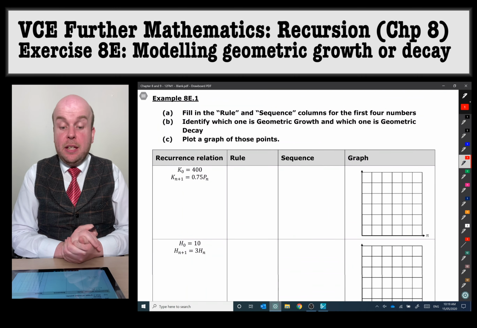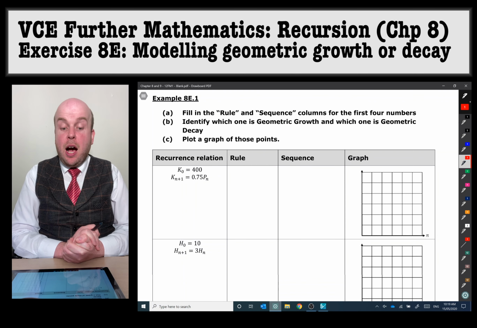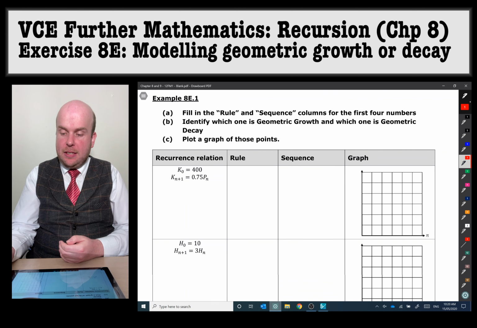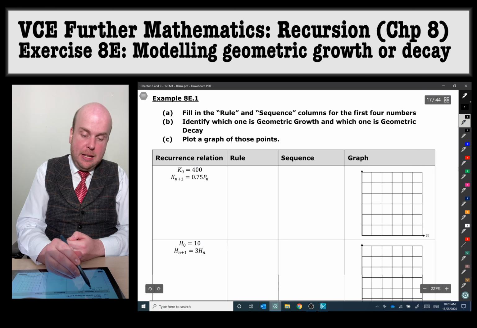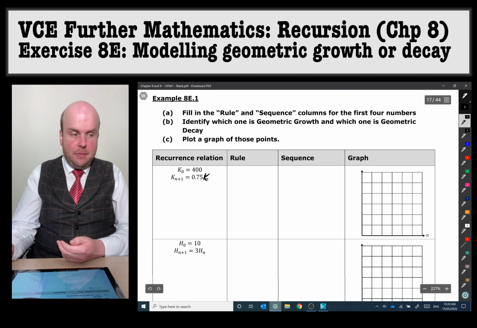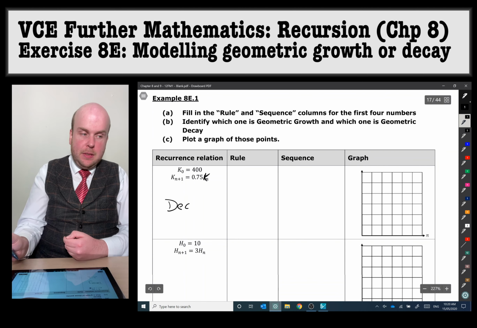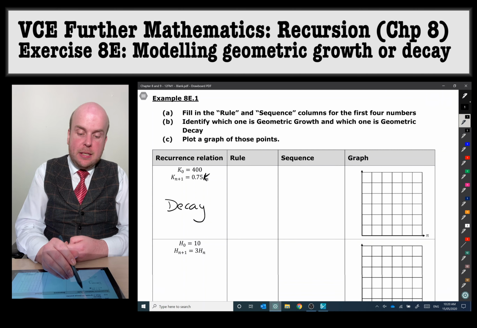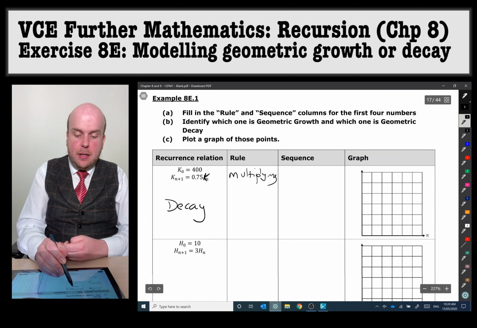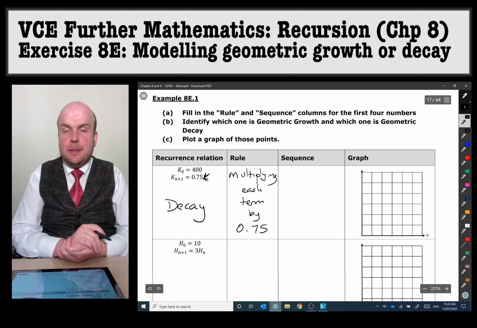Example 8E.1. Fill in the rule and sequence columns for the first four numbers, identify which one is geometric growth and which one is geometric decay, and plot a graph for these points. So I've got K0 is equal to 400, Kn plus 1 is equal to 0.75 Kn. Well, it's a number less than 1 in front, so this is going to be decay. And what it means is it's actually multiplying each term by 0.75. That's what that means.